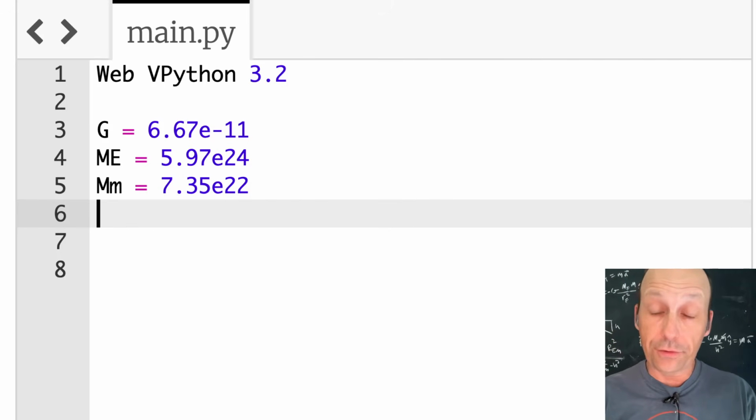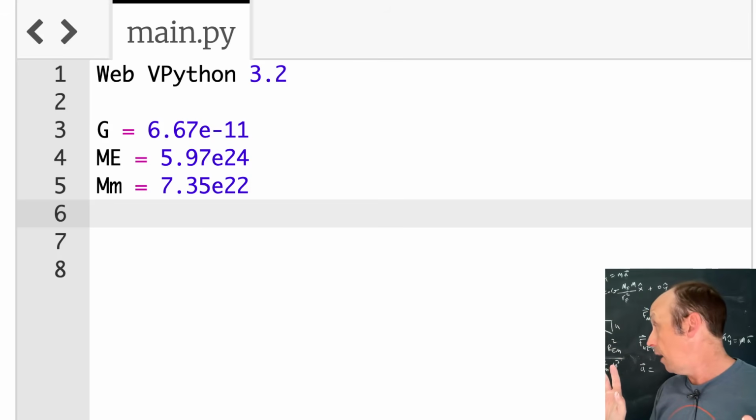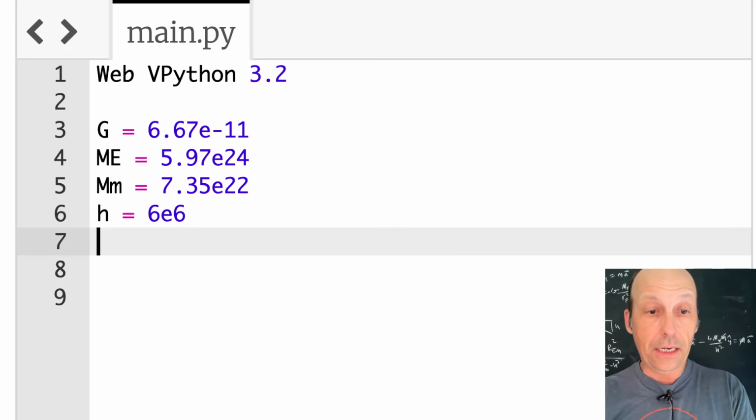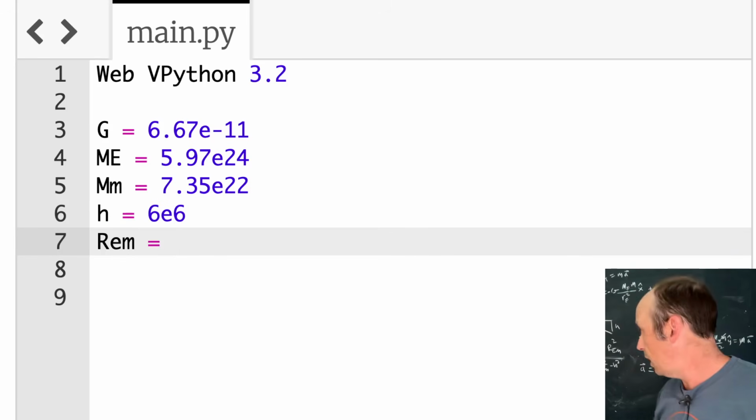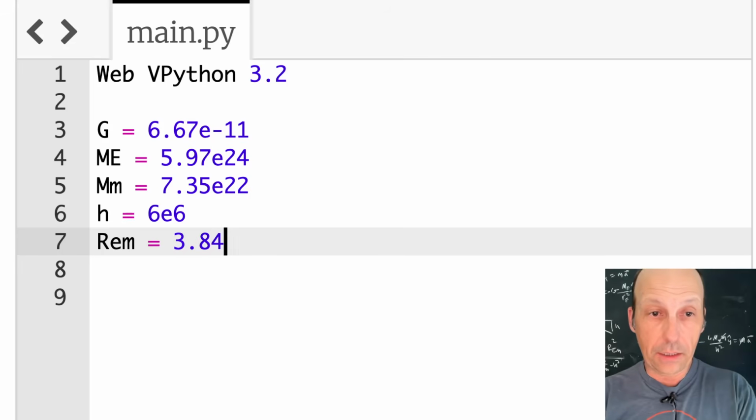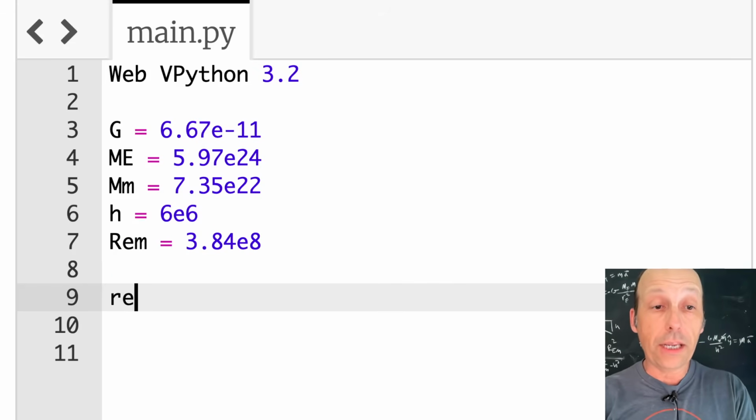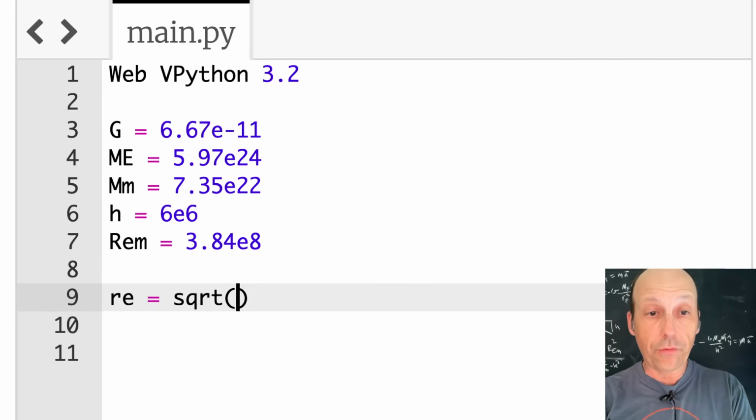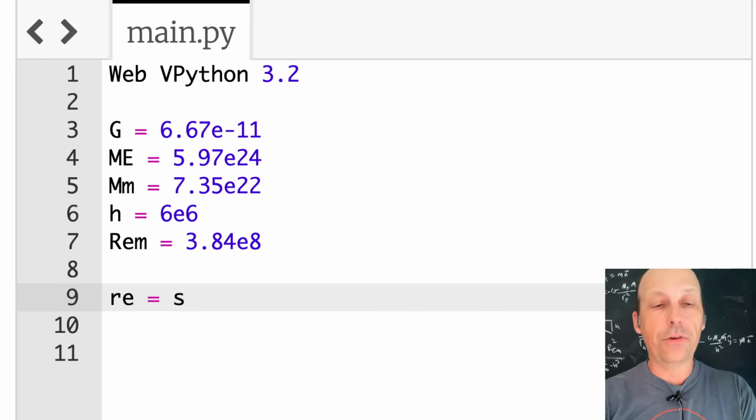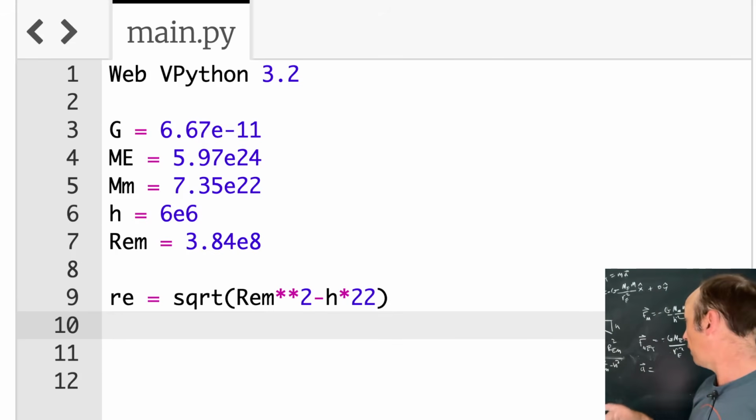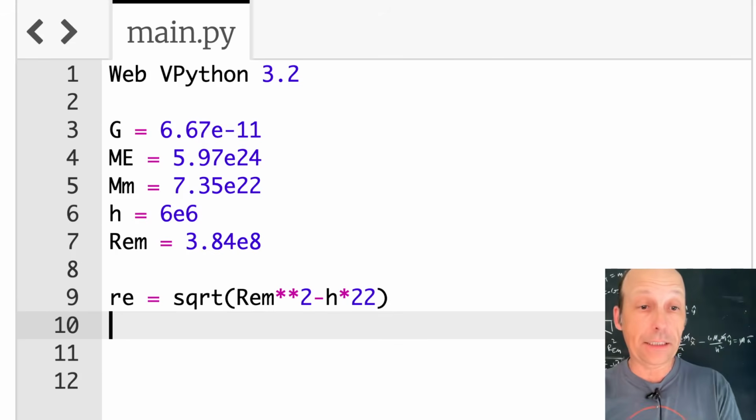I'm leaving off the units because Python doesn't want to use those units. I need H. H is 6 times 10 to the 6th. I need REM, and that was 3.84 times 10 to the 8th. Okay, now we can break it into pieces. Let's go ahead and calculate RE, right? I had that. It was the square root of REM. No, I didn't need to do the square root. I'm going to do it anyway. Square root of REM squared minus h squared. So I have that. Now I can just go ahead and start plugging in and get my acceleration.